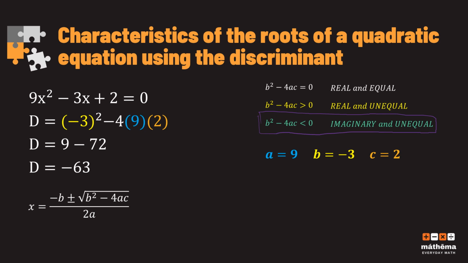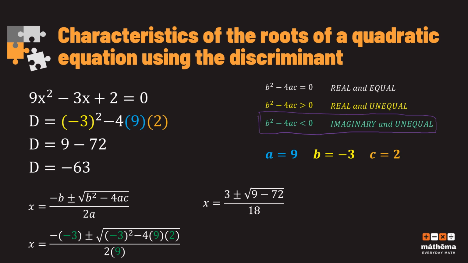To do that, let's make use of our quadratic formula. We have x is equal to negative b plus or minus the square root of b squared minus 4ac over 2a, and then we substitute our values into the formula. We will have the negative of negative 3 plus or minus the square root of negative 3 squared minus 4 times 9 times 2, all over 2 times 9. This gives us 3 plus or minus the square root of 9 minus 72 over 18, or 3 plus or minus the square root of negative 63 over 18.